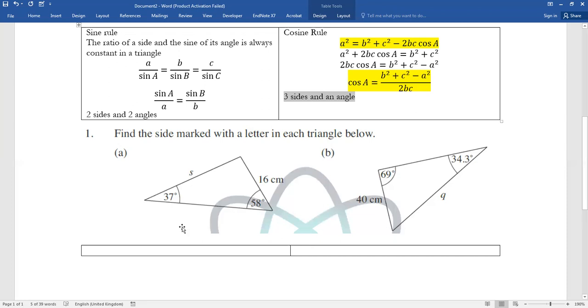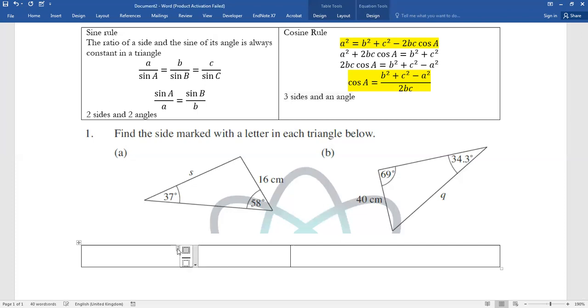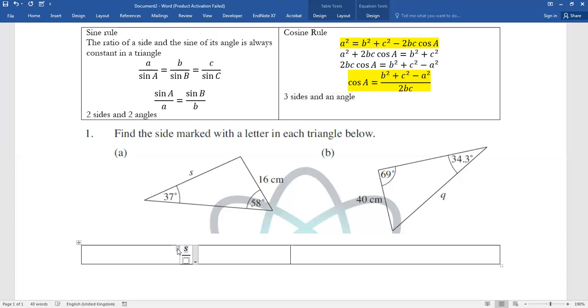Yes. Okay, and what is the intelligent way to use the sine rule? Whatever is your unknown, you write that first. Just write S first. And you'll be using the sine of its angle, S upon sine 58. So the side and the ratio of the sine of its angle. Is this clear? So start with the unknown.